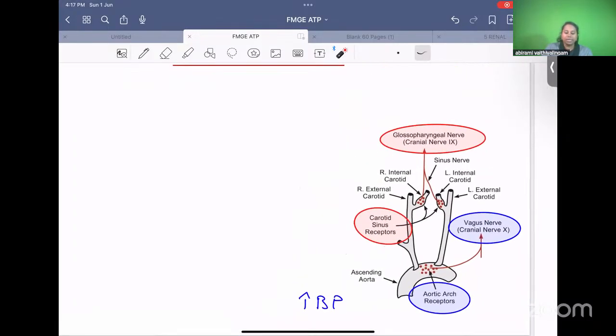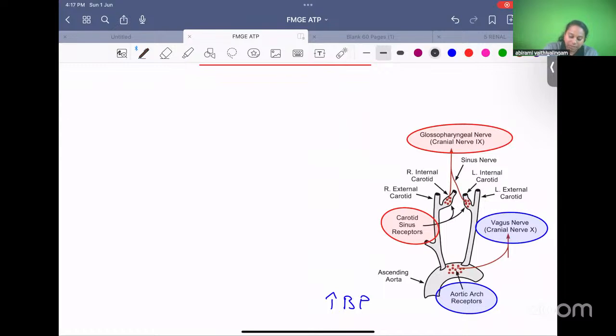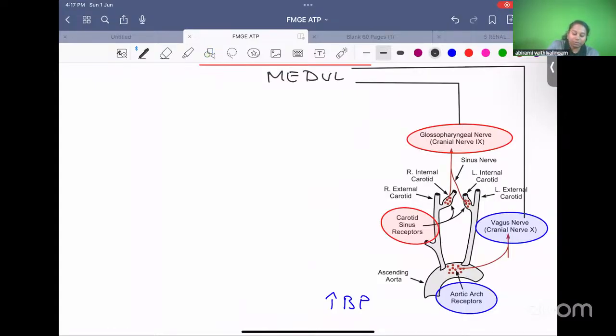And this vagus and glossopharyngeal nerve, they will take the impulse into the brain. Now all this is taken into the medulla, because medulla has the center for controlling BP. Nucleus tractus solitarius is stimulated. So glossopharyngeal nerve and vagus nerve stimulate the nucleus tractus solitarius. Very good, Anirudh. It's for control of BP.